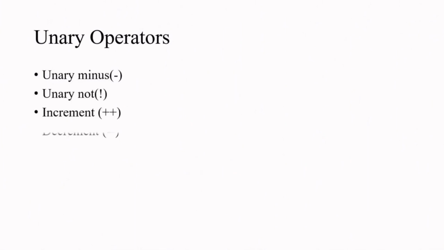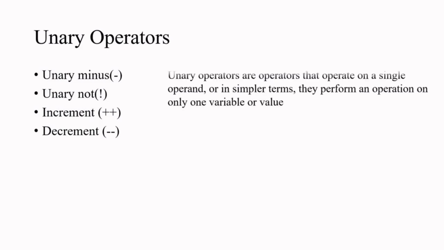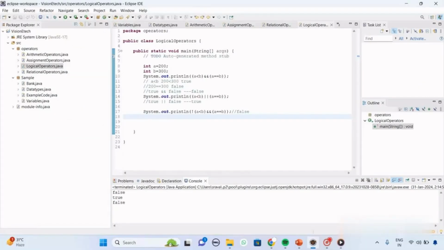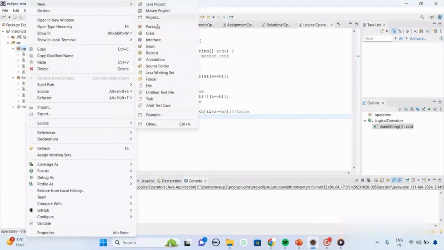Unary operators. See, unary operators are minus, not, increment and decrement. These are unary operators. Unary operators means they perform operations on only one variable or a value. Okay, let's go to the example. Now I'm creating a unary operators class.